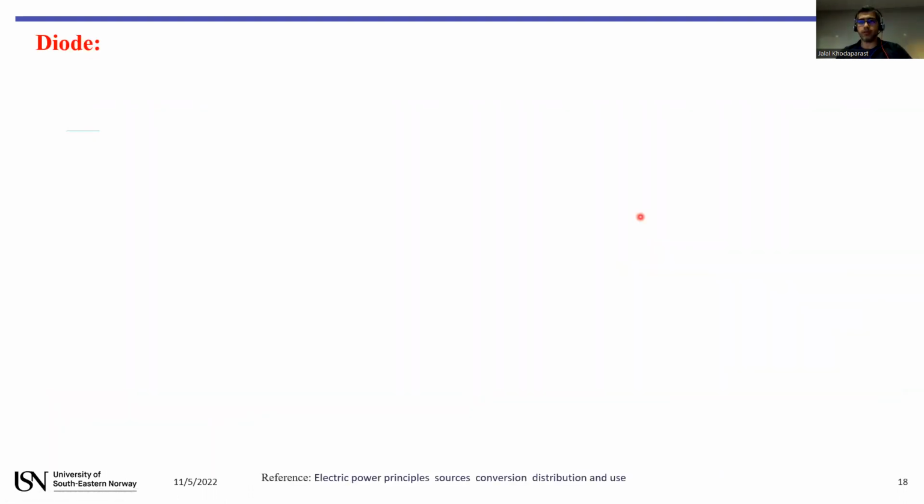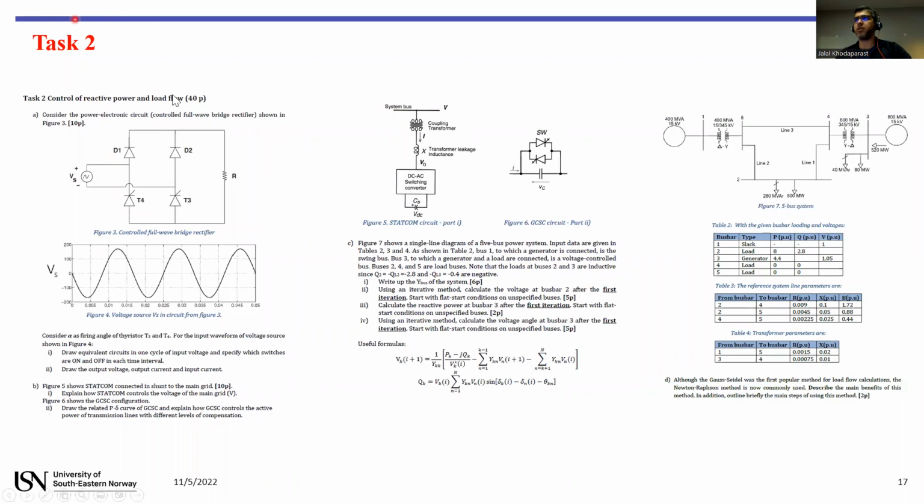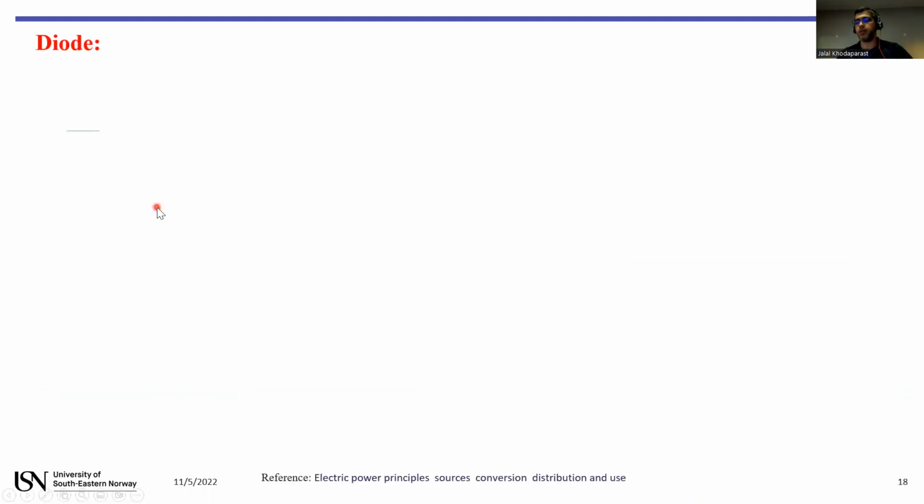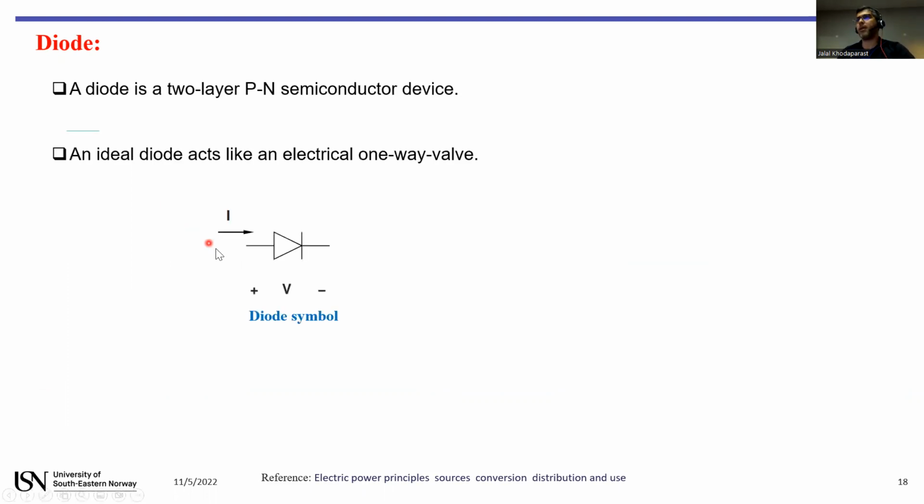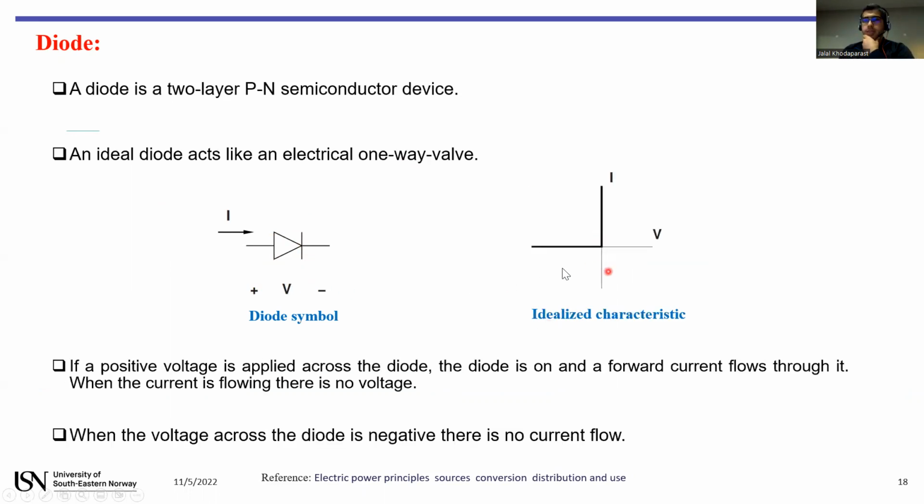In order to evaluate this power electronic circuit, you need some background related to diode. What's the diode? Diode is a two-layer PN semiconductor device, and it's an ideal diode. You can see it's an electrical one-way valve, and there are two terminals. This terminal is called anode. This one is called cathode. And this one is the idealized characteristic.